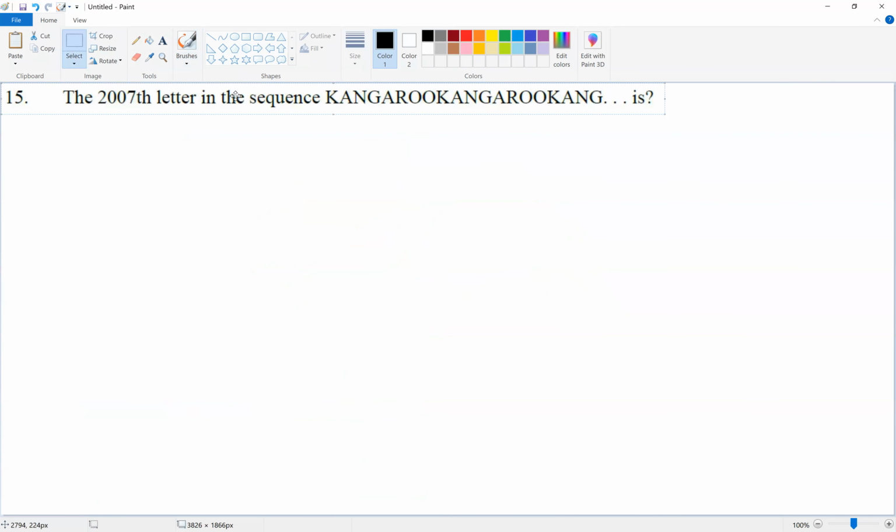15, Aishra. I didn't do this one. Right. Read the question. The 2007th letter in the sequence kangaroo, kangaroo, is. What is the pattern? They're writing kangaroo. So how many letters in kangaroo? 9. So it's repeating every 9, right? Mm-hmm. So how many 9s are there in 2007?